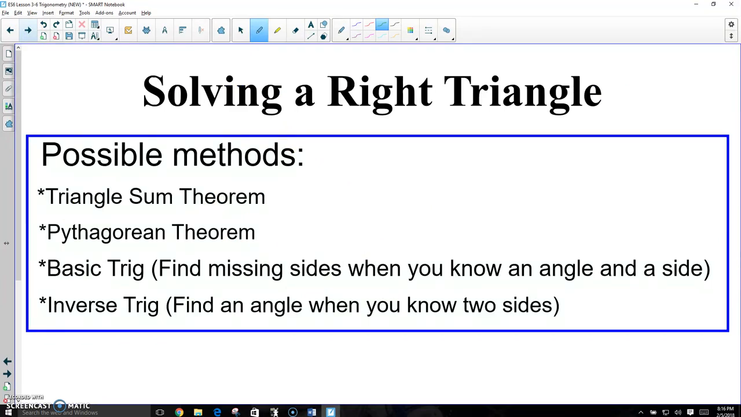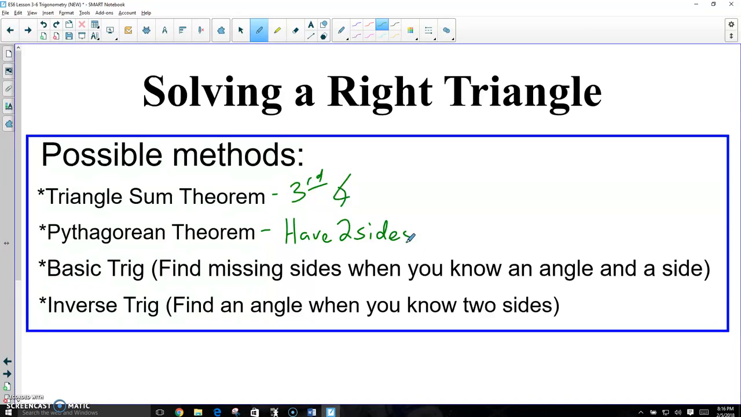When we go to solve a right triangle, so this is the first part of learning target 3, we have several options. If I'm missing an angle, but I know two of them, I can find the third angle. So this finds the third angle. We can use the Pythagorean theorem. If I have two sides, that'll let me find the third side.